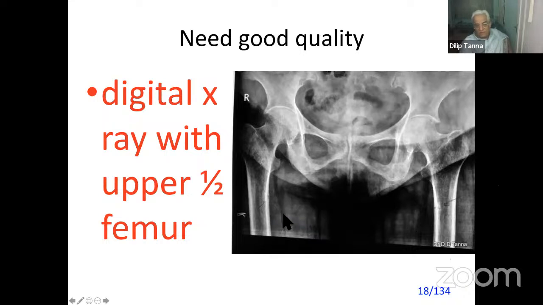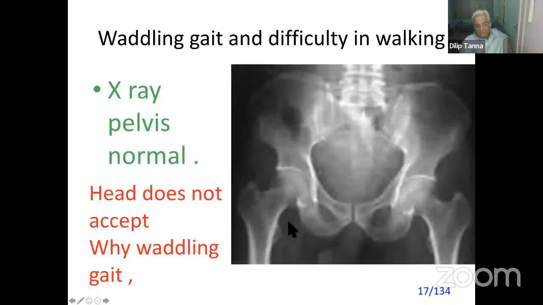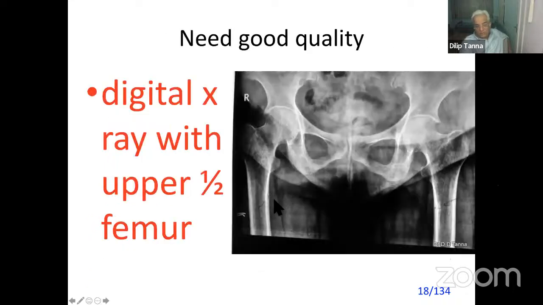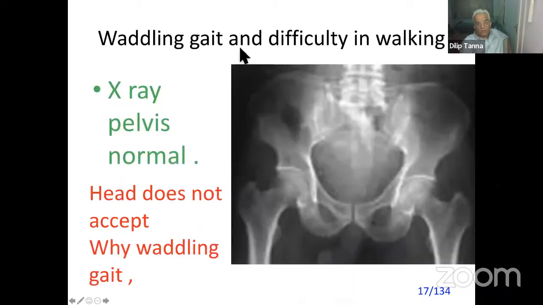Now you can see here was the X-ray which showed normal, but I took a bigger X-ray and you can see the small lucent zone. You can actually see the fracture here. So the only reason I asked for it is the waddling gait; an X-ray that is normal is not acceptable. Something is wrong. So first we wanted to ask for a bigger X-ray to find out.